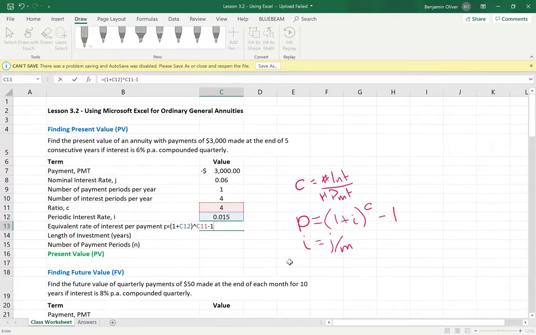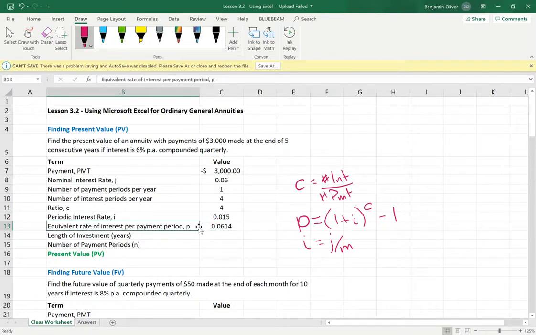And then minus 1, okay? So you press enter. That calculates the equivalent rate of interest P. So from the first lesson, 3.1, you know that that value P is substituted in the present value in all of the equations anywhere where the periodic interest rate was previously. So you'll see that when I do the present value formula.